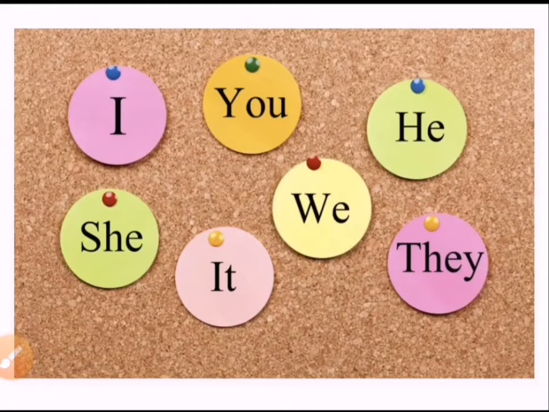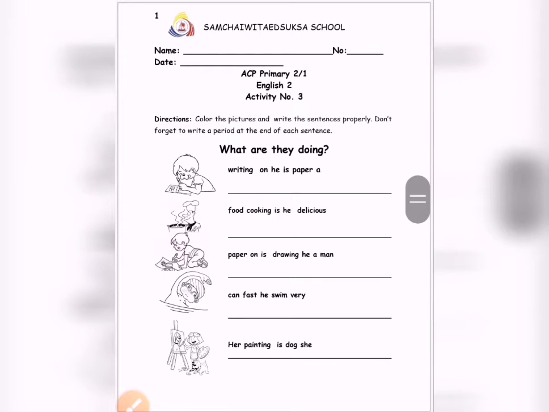Now that we already know how to use pronouns and am, is, and are, let's proceed to our activity. Let's go back to activity number 3 and let's try to answer together. For activity number 3, there are 10 sentences altogether, and I will be giving you 5 examples for these sentences. So, I will be showing you a video on how to answer this activity. Let's watch and learn.